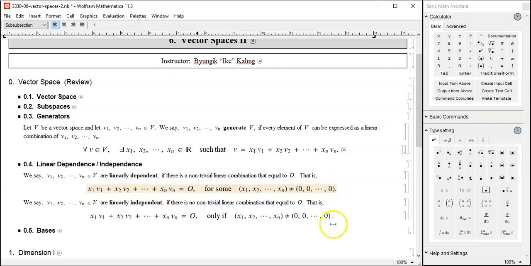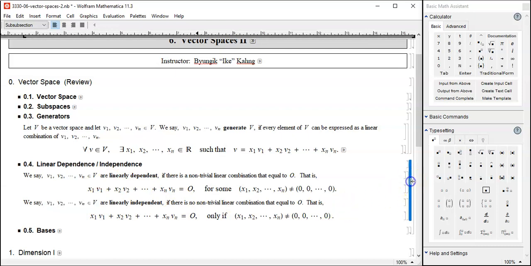Now let's talk about linear independence. That says that's impossible. If there is a linear combination that leads to the zero vector, or the coordinate expression of a zero vector, only if all those coefficients x1, x2, all the way up to xn, are 0, then we say these are linearly independent, otherwise linearly dependent.